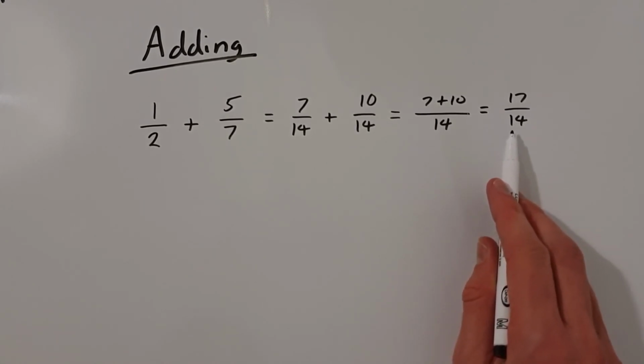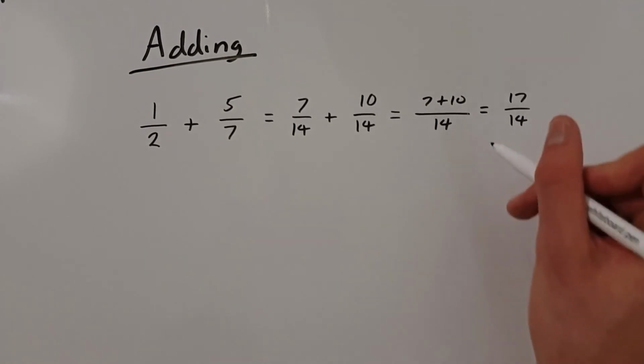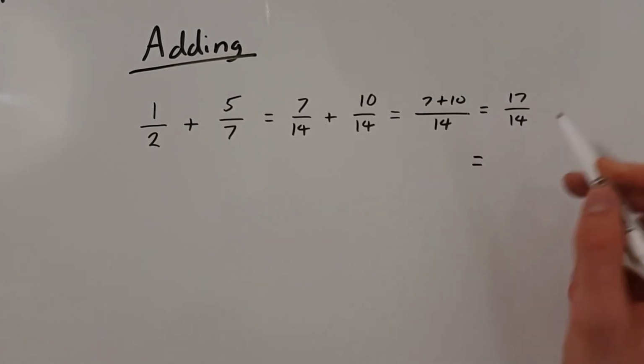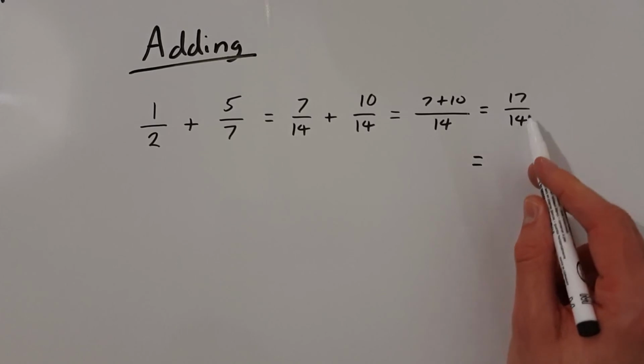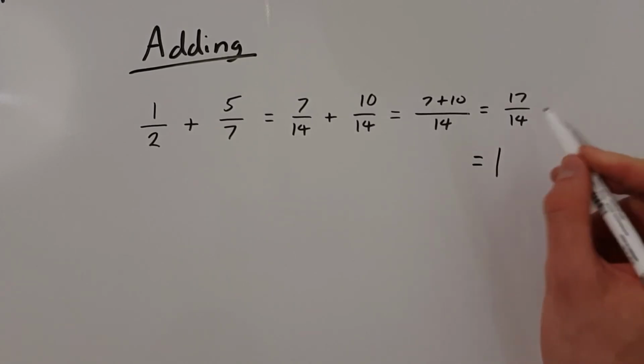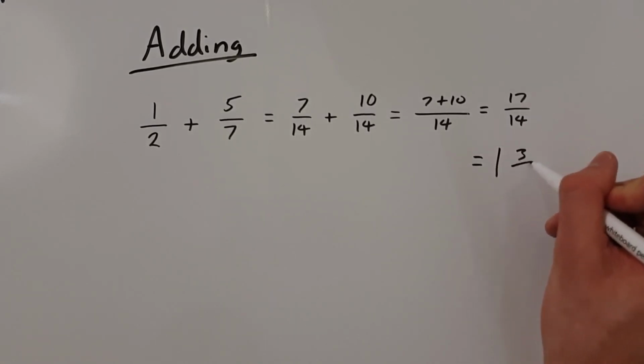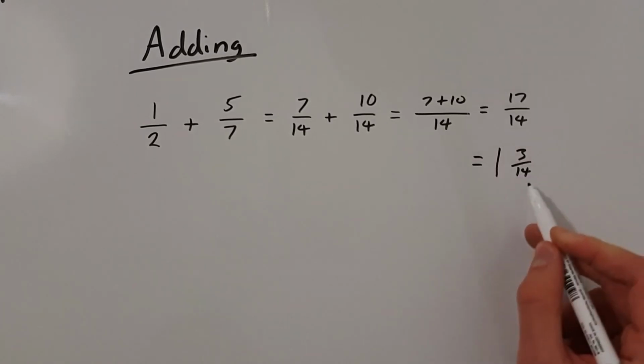And of course this is actually a mixed number, so we could convert that into a mixed number to make it look a little bit better. So how many times does 14 go into 17? Just the once. And what's our remainder? 3. So 3 over 14 is our remainder.